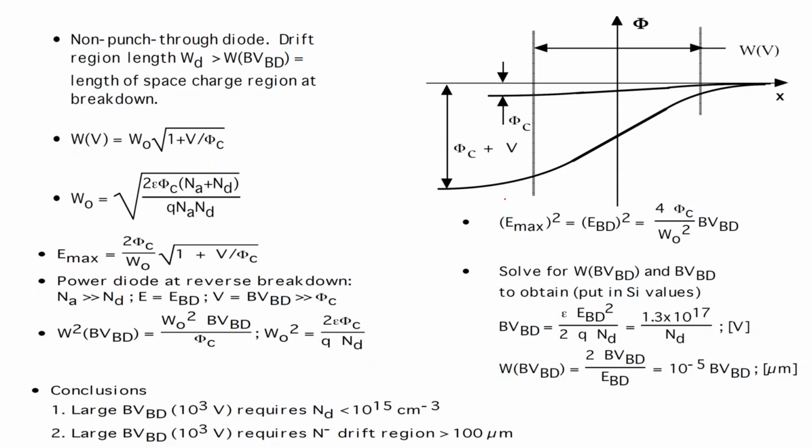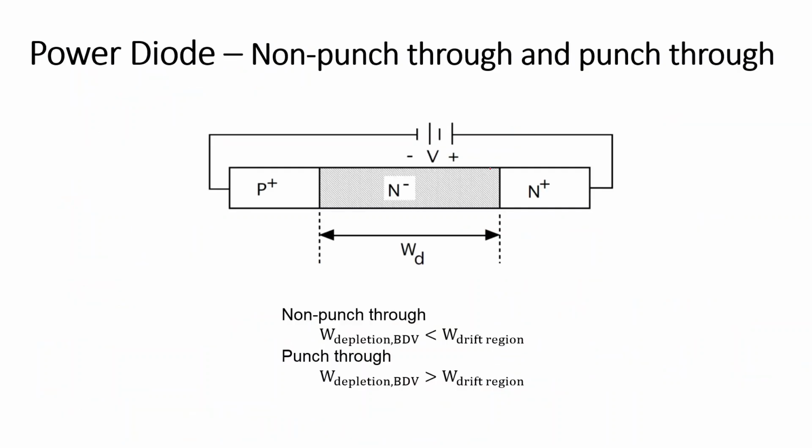Now what happens if the width of the depletion region is not accommodated in the drift region? What happens if this goes up to here? If this is a punch through diode, then of course the reverse blocking capability of this diode reduces, and we cannot make a diode with high voltage blocking capability.